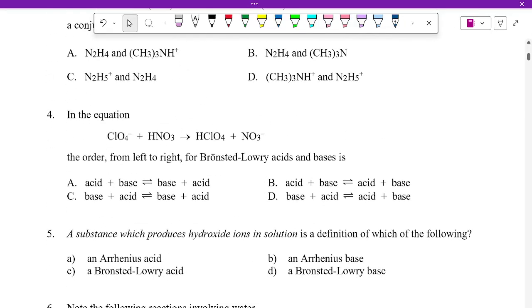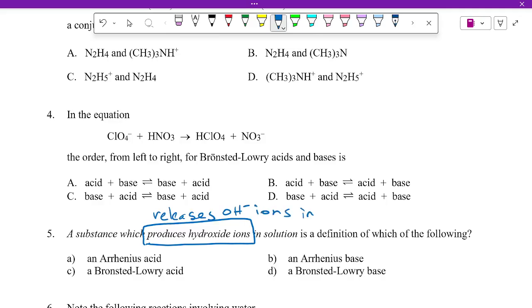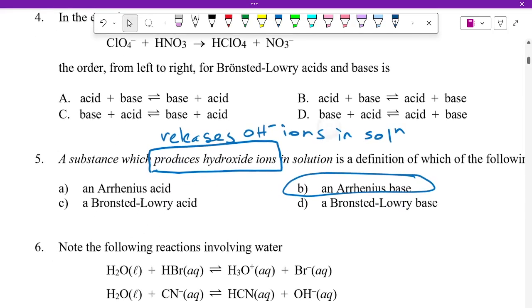a substance which produces hydroxide ions in solution, that is the same as releasing OH minus ions in solution, that is an Arrhenius base. Okay, that's just a definition and you need to know that. An Arrhenius acid would release or produce hydrogen ions in solution.